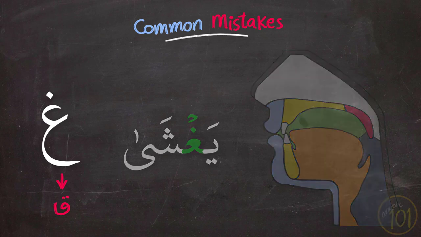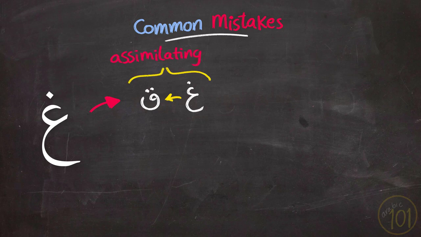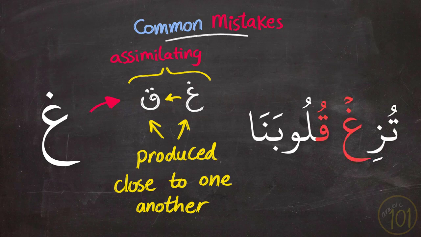The second mistake is if the ghain is followed by qaf. There is a chance of mixing both of these two sounds together or assimilating them into one another, since these two sounds are rather close as to where they come from. The mistake sounds like this. تُزِغْ قُلُوبَنَا. While it should sound like two separate letters, since these two sounds cannot and should not be assimilated. تُزِغْ قُلُوبَنَا.